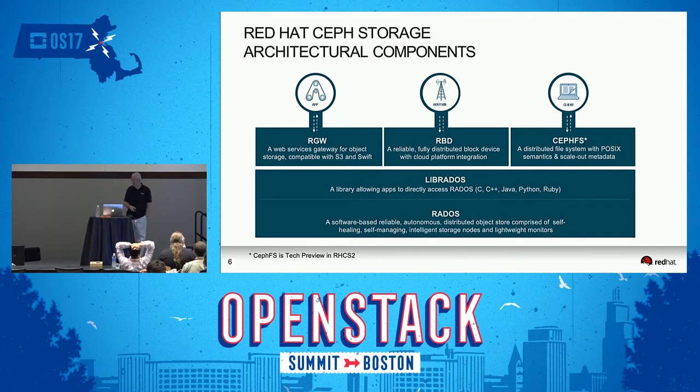RADOS is the storage backend for the Ceph cluster, where we're going to be storing every single byte of data that we want to store in our Ceph cluster. As for the access methods, we have one known as RGW, and we'll see that we can serve S3 and Swift requests from the RADOS Gateway. We have RBD, so that we can provide block devices on top of our Ceph cluster. And we have CephFS, which is a distributed, POSIX-compliant file system.